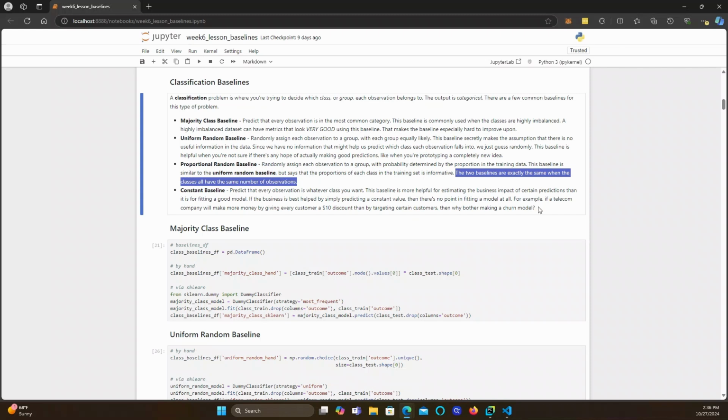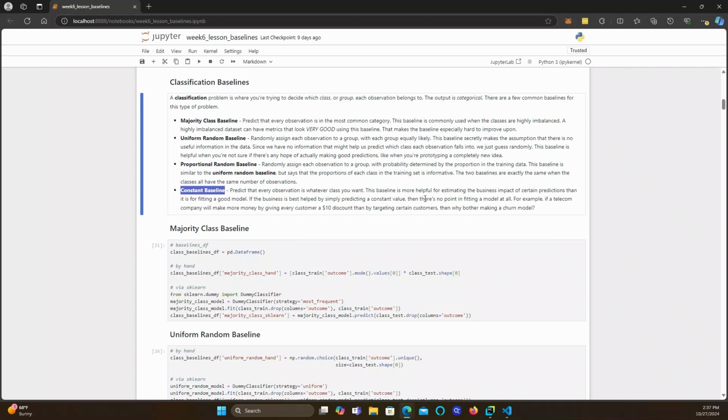The last baseline that's common for classification problems is a constant baseline. In this case, we just predict that every observation is whatever class you want. Imagine 95% of people don't have diabetes and 5% of people do, but you want to see what would happen if we just predict that everybody has diabetes, right? If we just treated everyone for diabetes, would that be a good thing? In that case, you could use a constant baseline to predict that everybody has diabetes and just see how that goes.